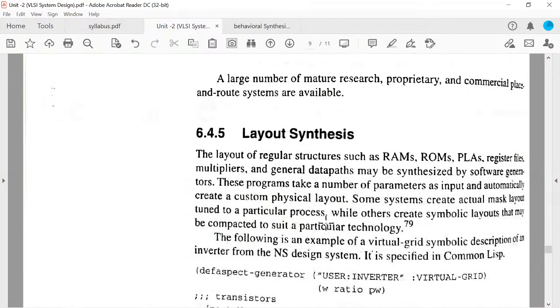And at last, the last one is layout synthesis. Now what is the meaning of layout synthesis? Layout synthesis is nothing but a physical or geometrical representation of the integrated circuit.